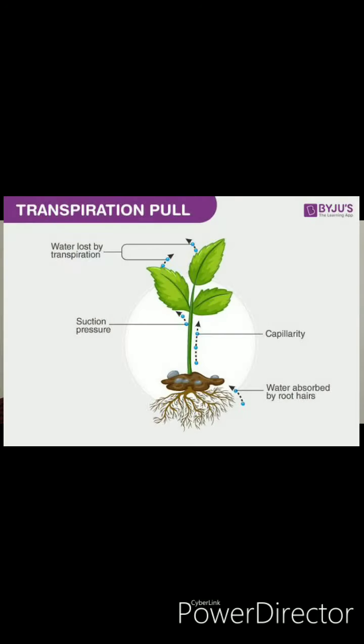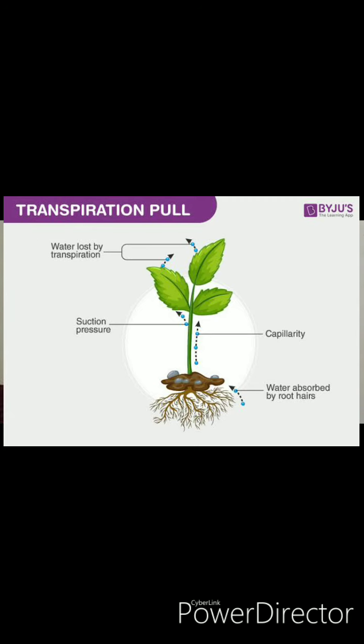Exactly the same thing happens here. As you can see in the diagram, when transpiration takes place, it takes place in the aerial part, from the leaf of the plant. The xylem is having a continuous formation from the root to the top of the plant. So the cells are connected continuously.